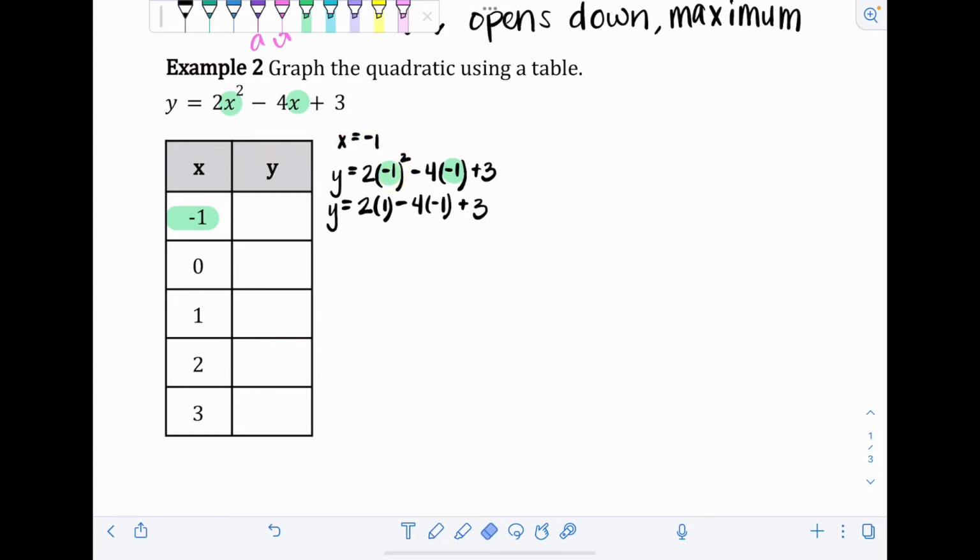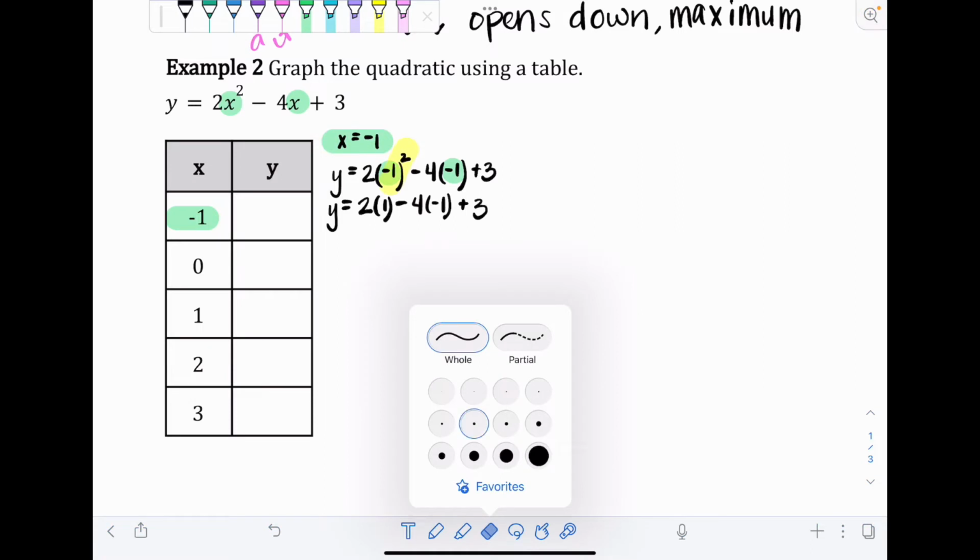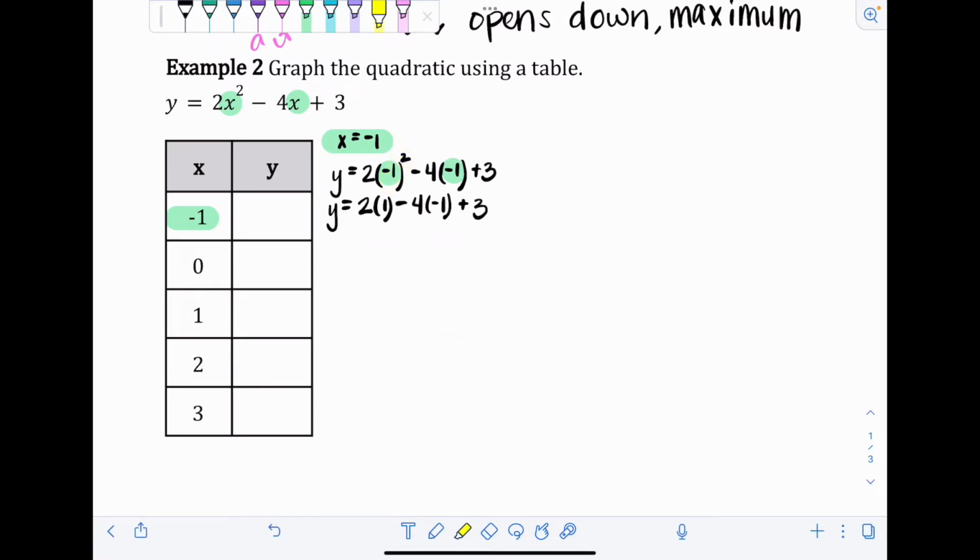Now I have a couple of multiplications, so I'm going to go ahead and multiply them both. They don't interfere with each other, so that's fine. So y equals 2 times 1 is 2. And then this is a -4 times a -1, so that turns into a +4, and then plus 3. Now I can just add from left to right. 2 plus 4 is 6, and then plus 3 brings me up to 9. So I have y equals 9. That's the y value that goes with x equals -1.